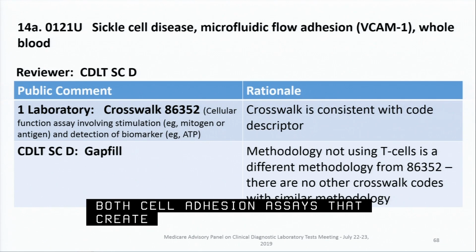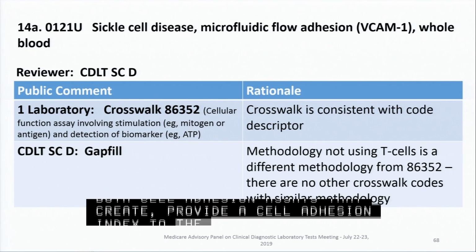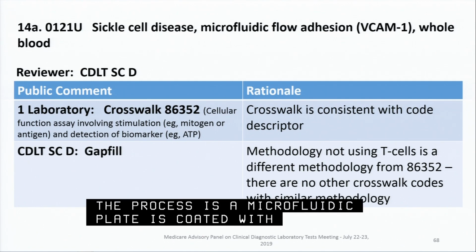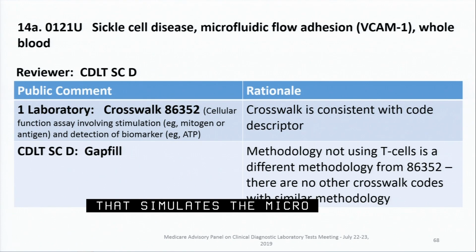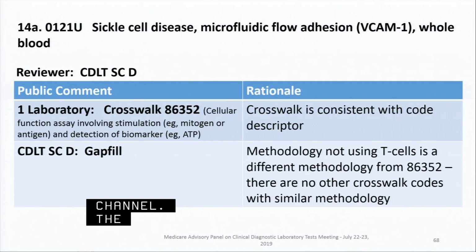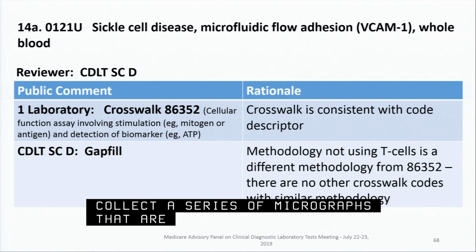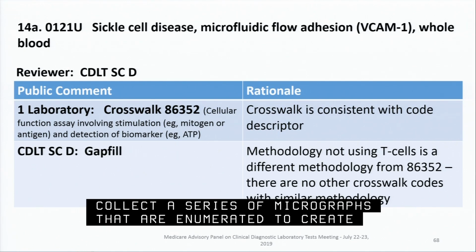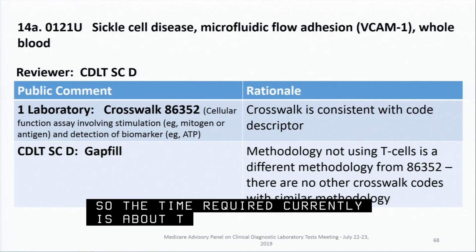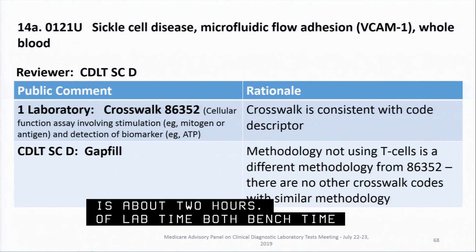The process is a microfluidic plate is coated with a protein that simulates the microvasculature. The sample is flown across the channel. The microscope is used to collect a series of micrographs that are then enumerated to create the cell adhesion index. The time required currently is about 2 hours of lab time, of both bench time and also analysis time of images to report out the assay.